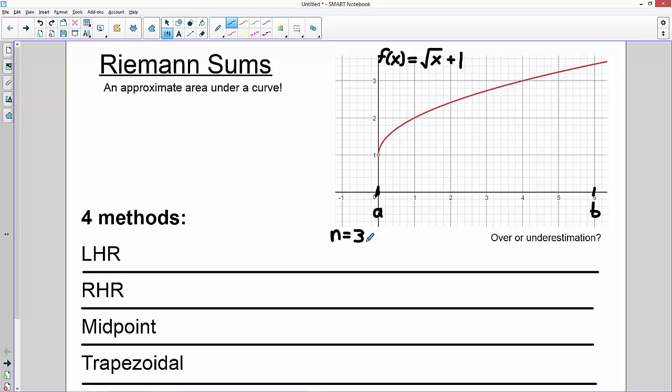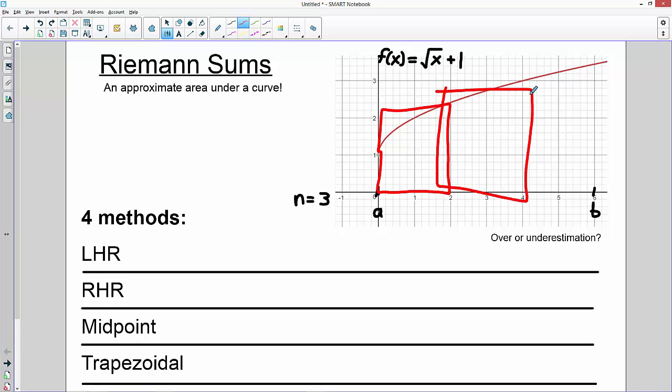Problems that you get on the AP exam will typically indicate this for you. So for example, they may say find the area between x equals 0 and 6 with n equals 3, or they may just say with 3 subdivisions. And what that means is we're going to get 3 rectangles, right? So we're going to get a rectangle here. I'm just going to draw a rough rectangle. This is not the actual thing going on here, right? But I'm going to get a rectangle, rectangle, and a rectangle. I'm just randomly drawing rectangles here. So we're going to get 3 rectangles because this says to make 3 rectangles.